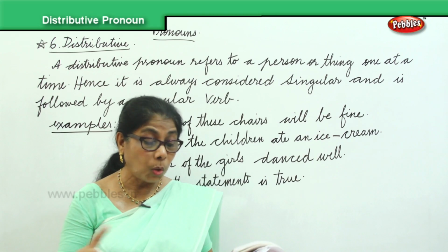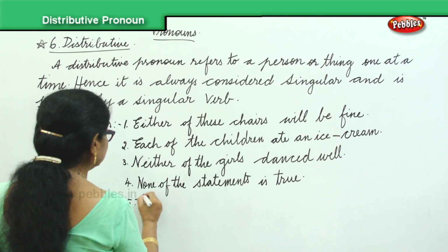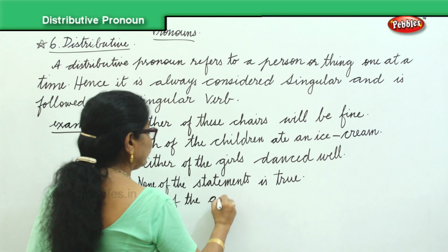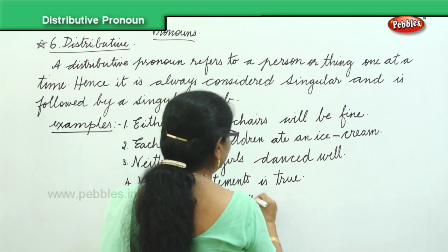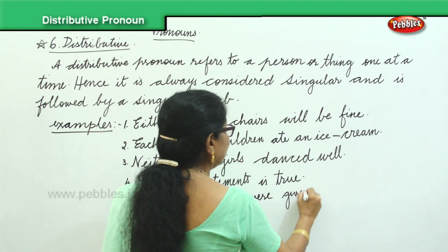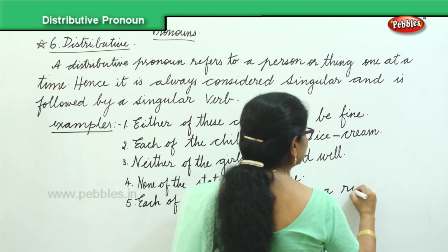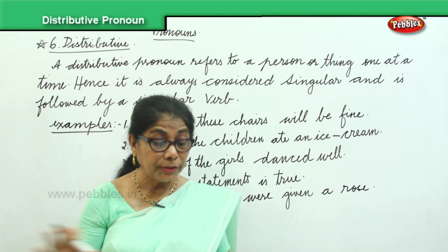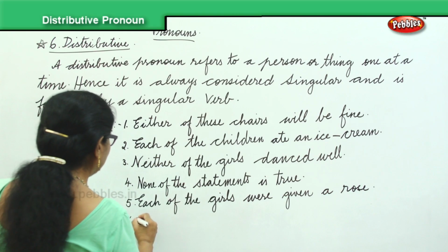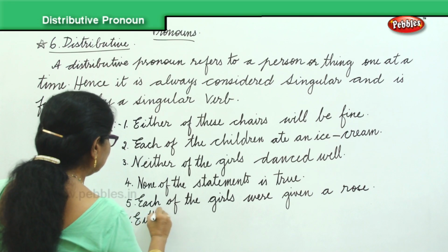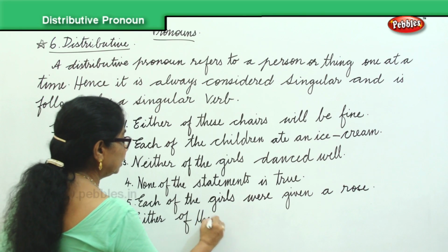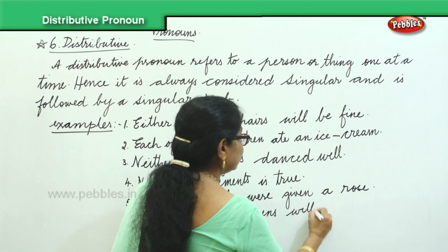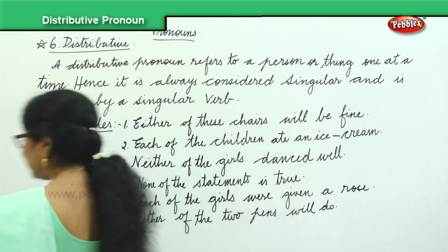Each of the girls was given a rose. Either of the two pens will do. I've got here for you 6 sentences.